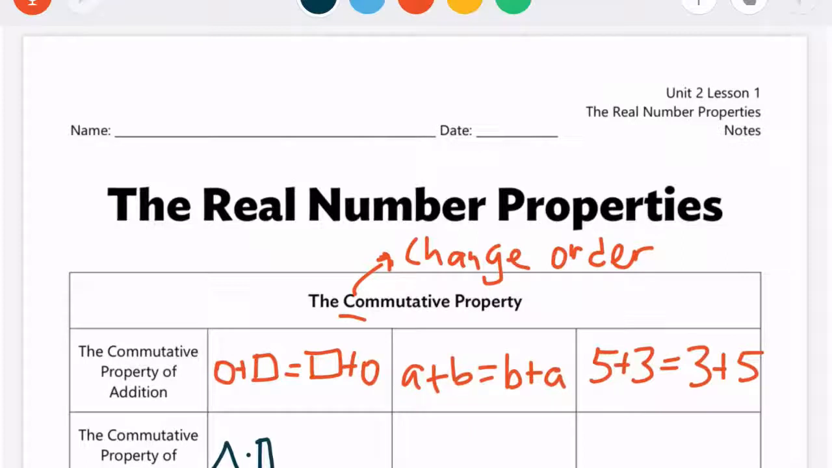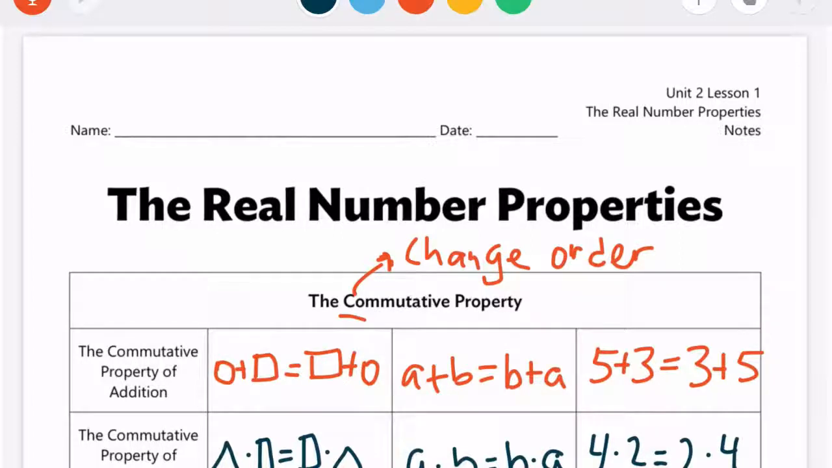Same thing with multiplication. If we have a triangle times a rectangle or a stick, whatever you want to call it, that is the same thing if we just change the order and we flipped them and we did a stick times a triangle. Moving on to the variables, a times b is the same thing as b times a. The order is just changed. And finally, if we put some numbers out there, 4 times 2 is 8, obviously. That is the same thing as 2 times 4, which is also 8. So the commutative property is changing the order.